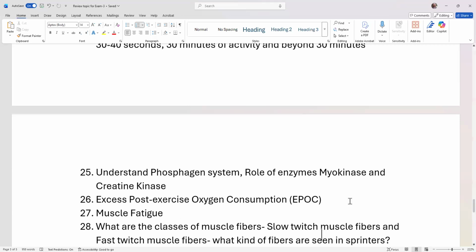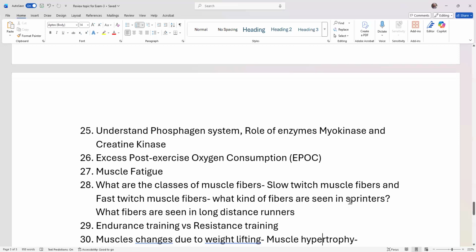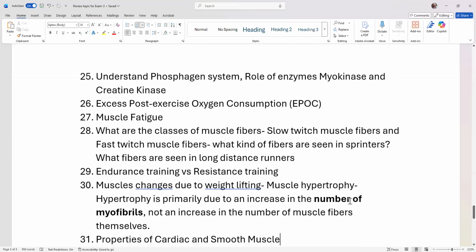What are the classes of muscle fibers? You have slow twitch fibers. You have fast twitch fibers. What are the kind of fibers seen in sprinters? What are the kind of fibers seen in long distance runners? What happens in endurance training, and what is resistance training? So what are the changes? What are the muscle changes which happen due to weightlifting?